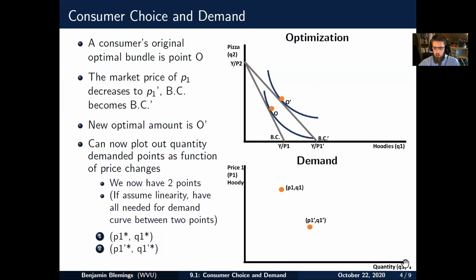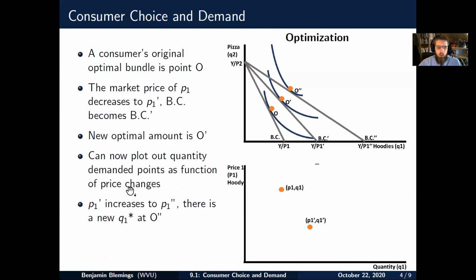So in the P1, Q1 space, which we've covered already, is where we've been graphing our demand curve, quantity 1 as a function of price 1. And so we have different observed price 1 and corresponding Q1s. And so we have enough, if we assume linearity here, to have a demand curve between P1 and P1 prime.